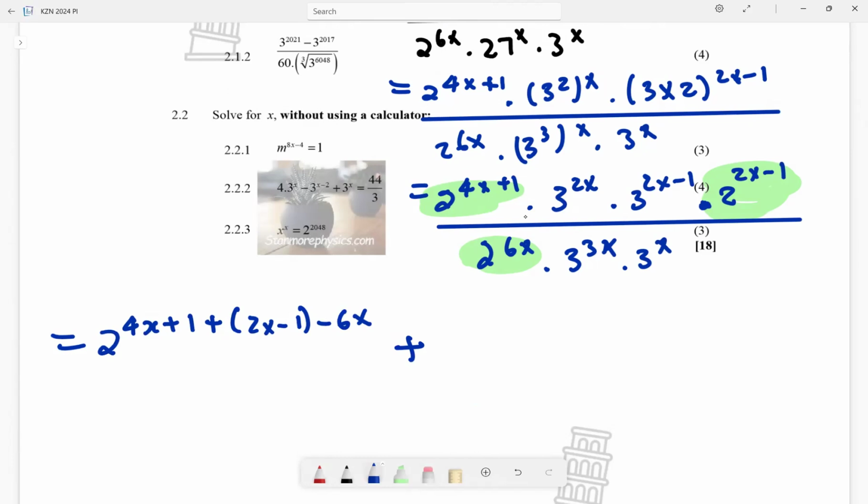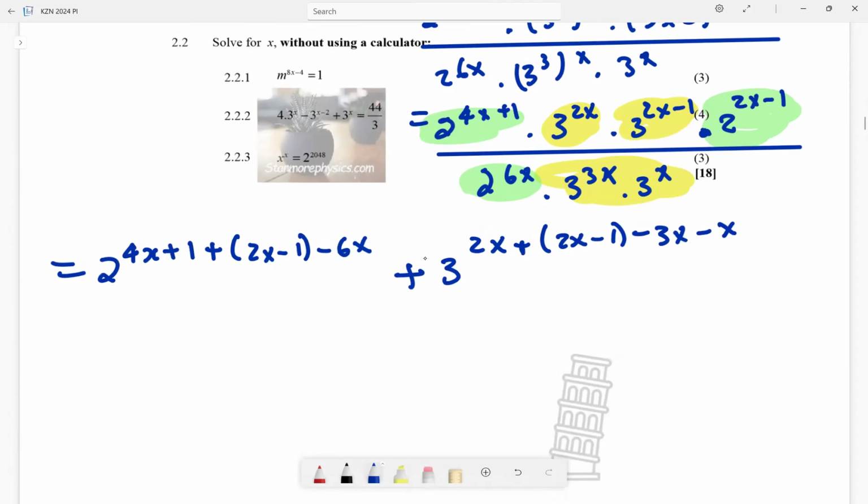Plus, we look at the 3's. So the first ones are at the top, so it's going to be 3 to the power of 2x. We add them, and it's going to be 2x minus 1. But this one, can you see this one? It is at the bottom, so I minus 3x. Minus this one, it is at the bottom also, like that. Then it's just a matter of simplifying here.